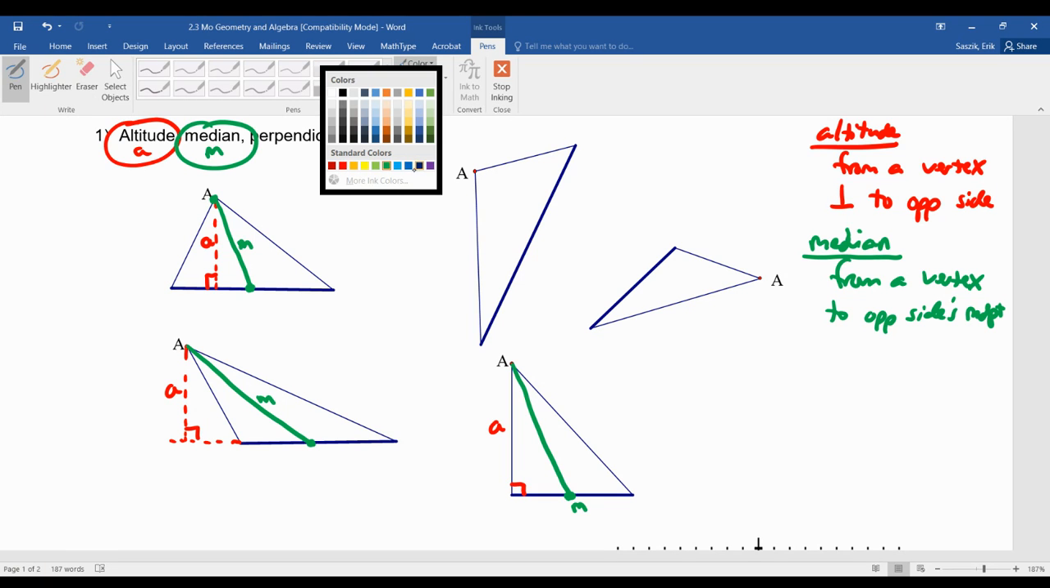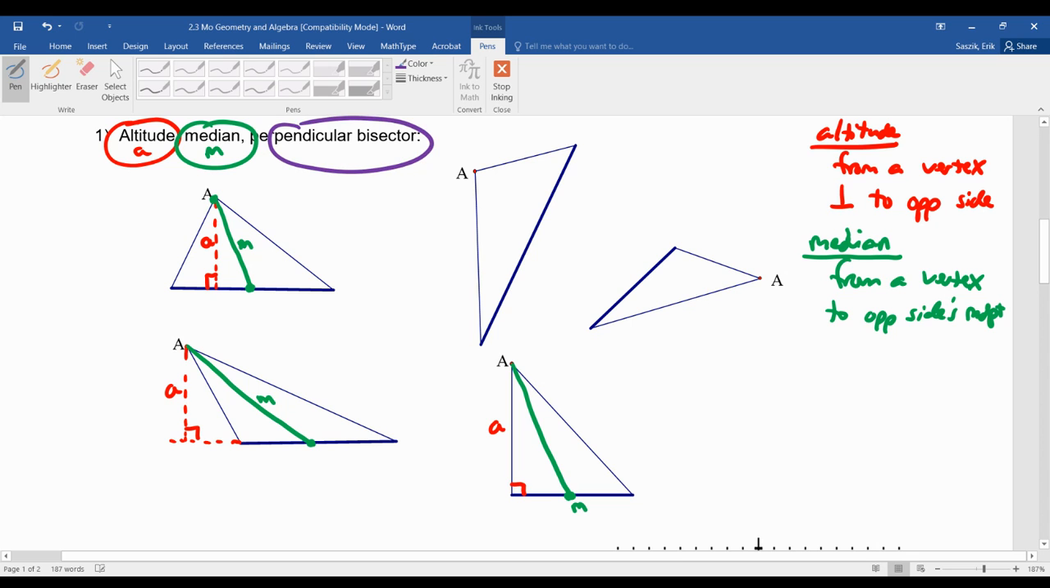Last one, what color do we want to use here? We'll use purple, huh? Perpendicular bisector, that's going to be a combination of both, right? So it has to be perpendicular and through the side's midpoint. But because it's perpendicular to the side and it's through the midpoint, it doesn't necessarily come from the vertex. It comes from anywhere.